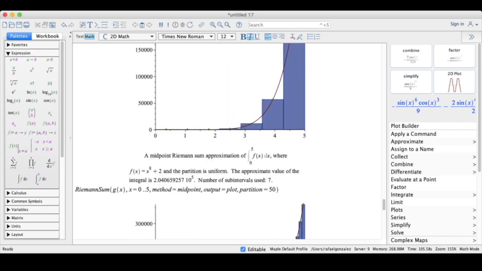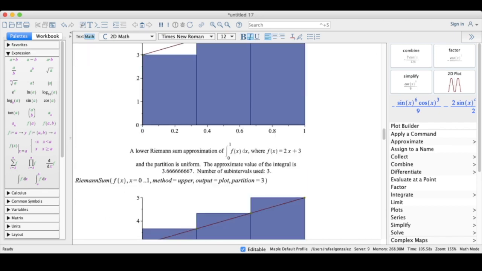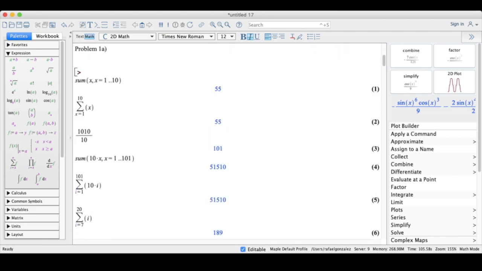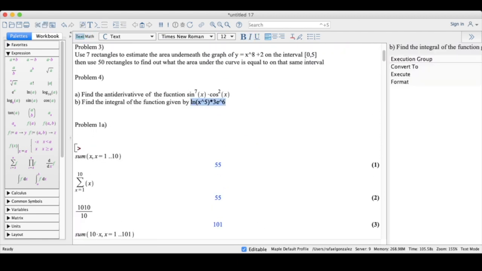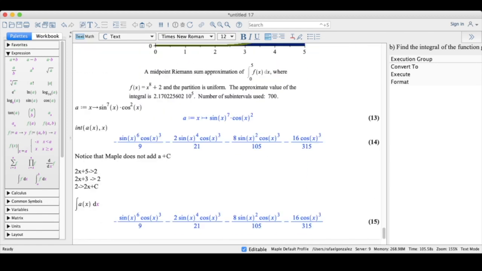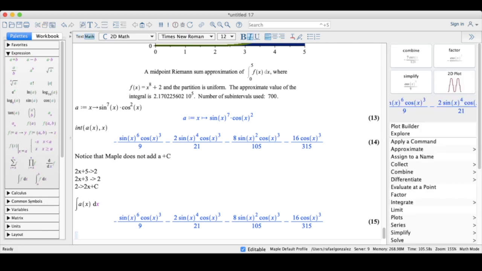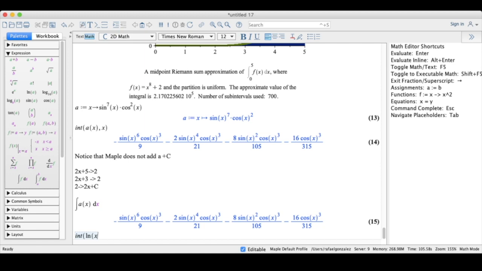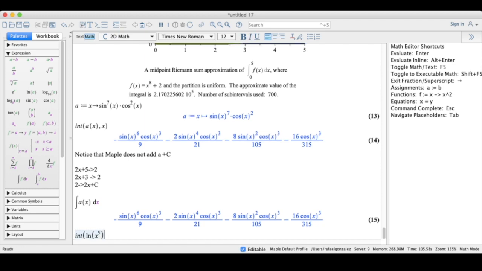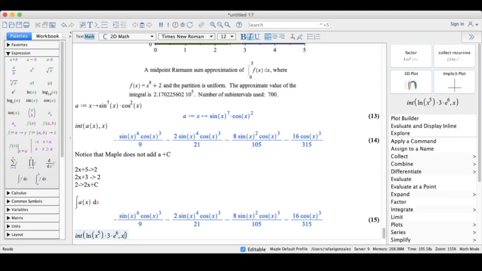Now, for the second problem, we had a nice function. And we had ln of x to the 5 times 3e to the 6. So we have to find the antiderivative of ln of x raised to the power 5 times 3 times e to the power 6. And remember, we're finding this antiderivative with respect to x. So we always tell Maple with respect to which variable we are taking the antiderivative of.